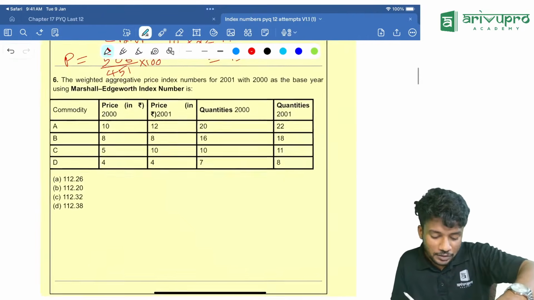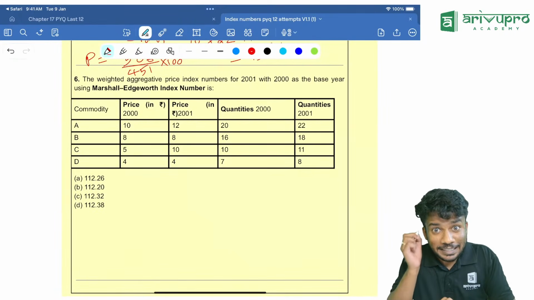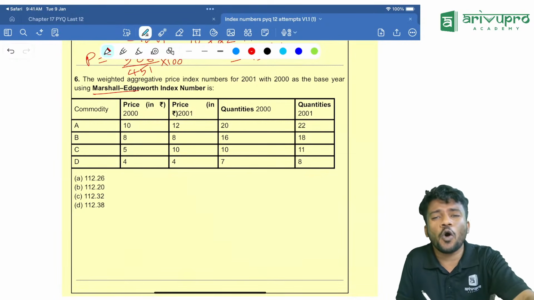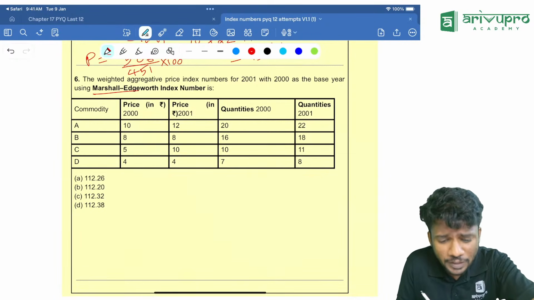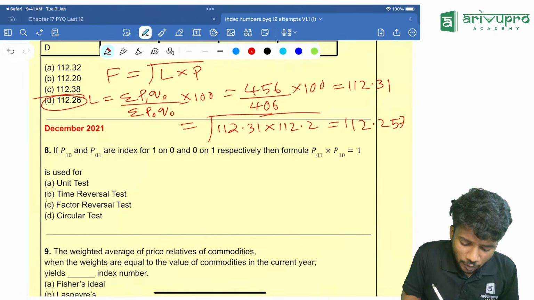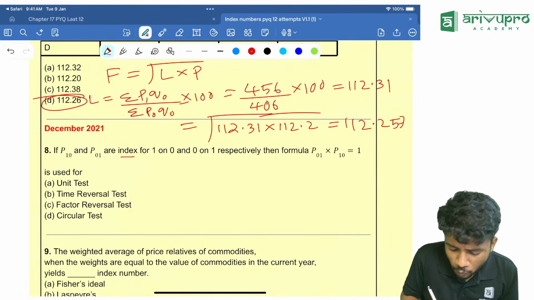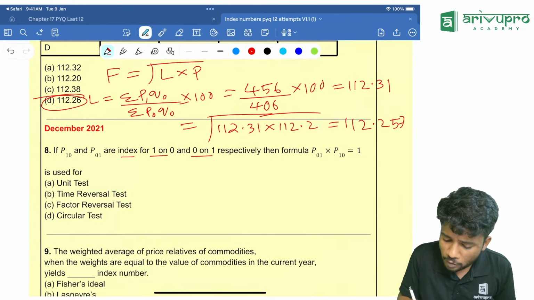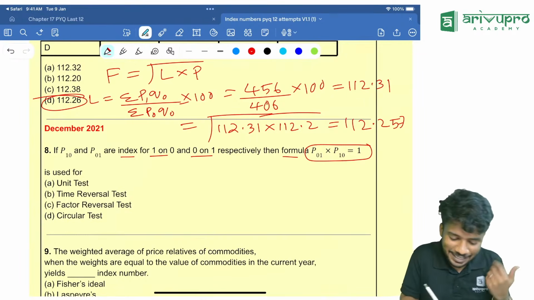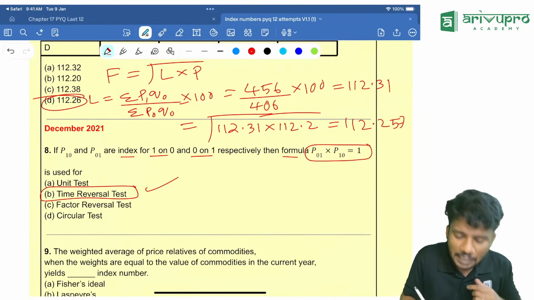Next one. Same question, but they are asking for a different index number. They are asking for Marshall index number. If P10 and P01 are indexed for 1 on 0 and 0 on 1 respectively, then the formula, what is it? It is time reversal test.